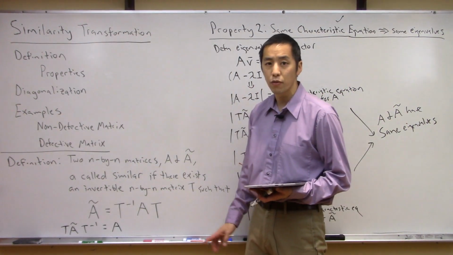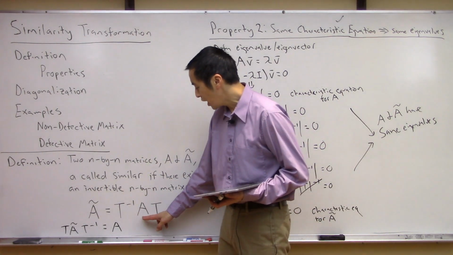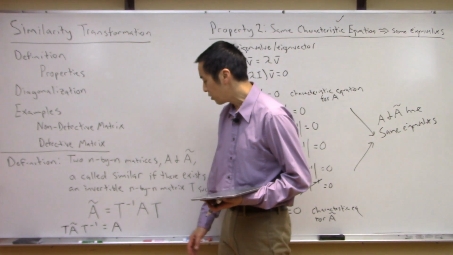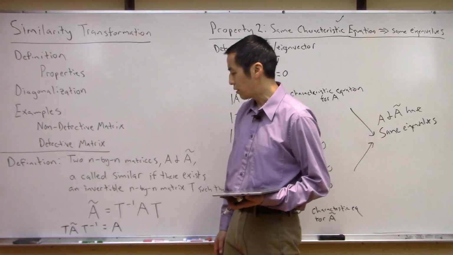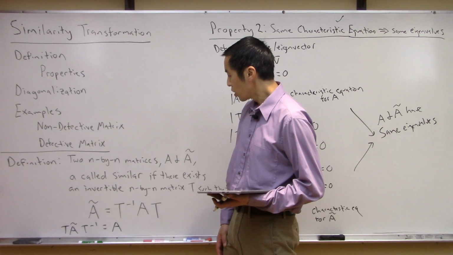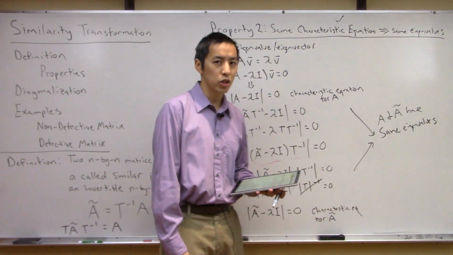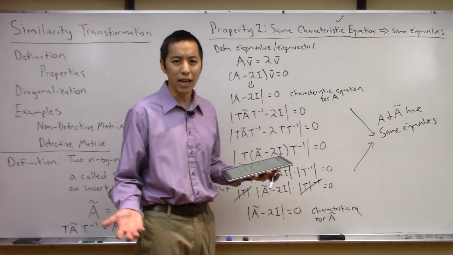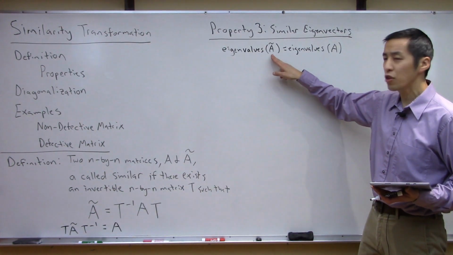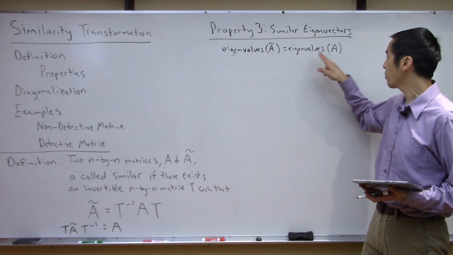So as long as T is invertible, you are not going to change the eigenvalues of A. A will have the same eigenvalues as A tilde even after you do this similarity transformation. So that's pretty interesting. Naturally, your next question, since we're talking about eigenvalues, is what about the eigenvectors? We just showed that the eigenvalues of A tilde are the same as the eigenvalues of A.